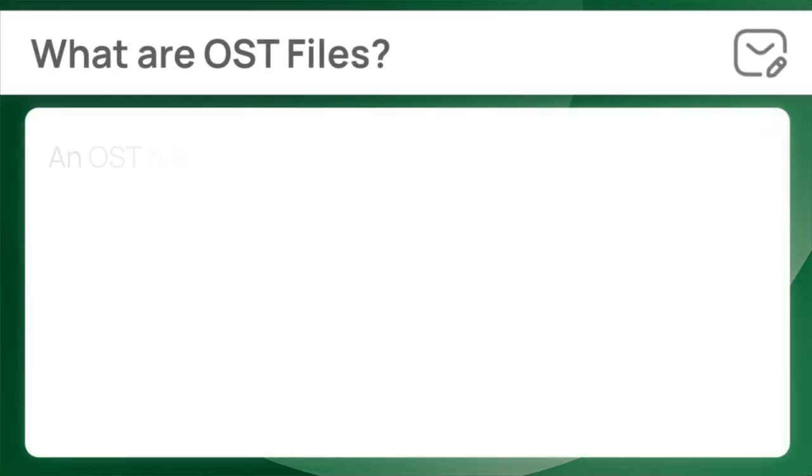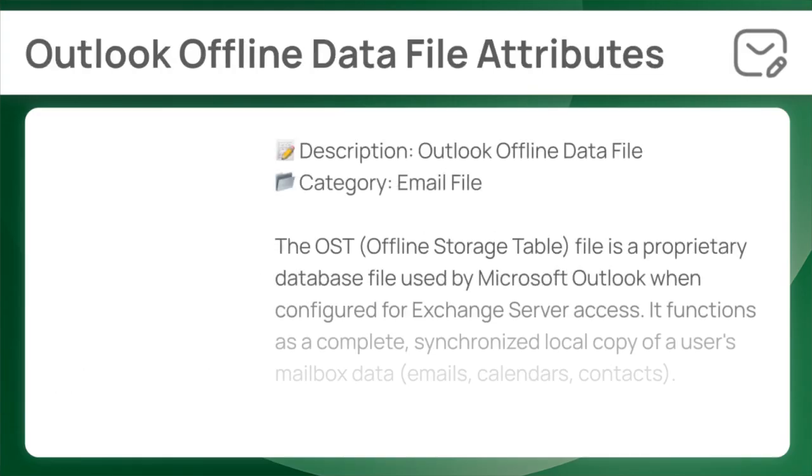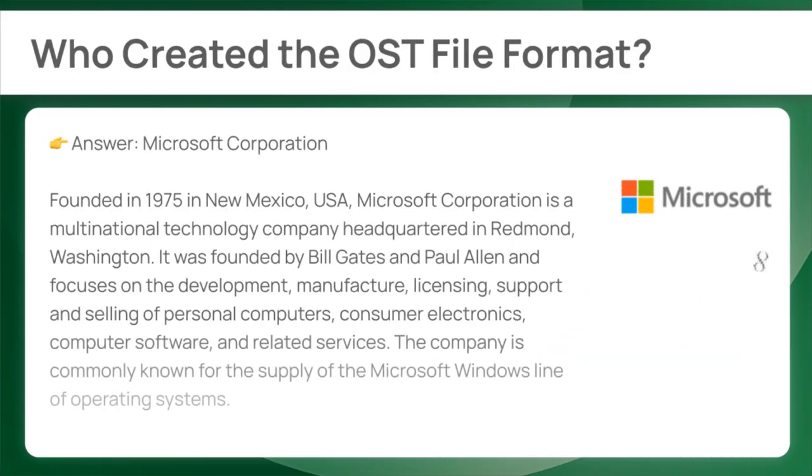When we speak of file architecture, OST is specifically built upon the email file type. The specific version relies on the Outlook offline data file requirements. The OST, offline storage table, file is a proprietary database file used by Microsoft Outlook when configured for Exchange server access. It functions as a complete, synchronized local copy of a user's mailbox data: emails, calendars, contacts. Developed by Microsoft, the format is closed source and designed for offline synchronization.